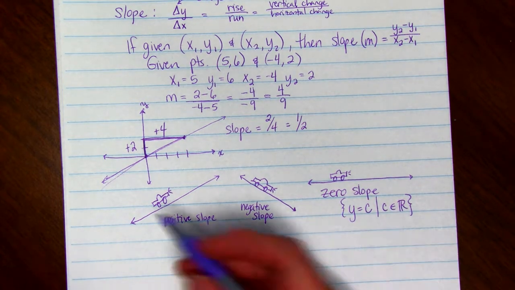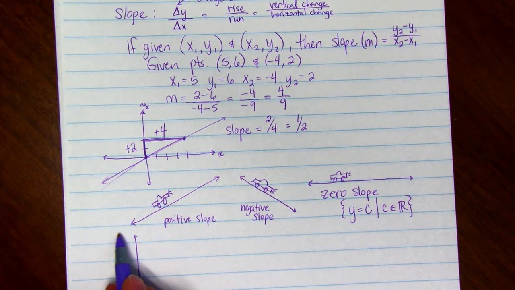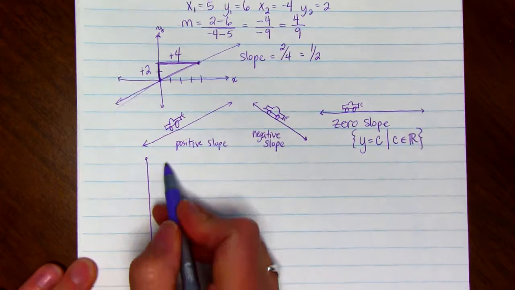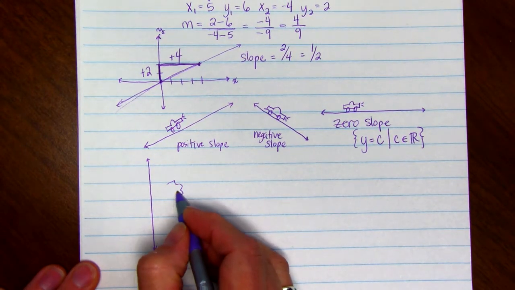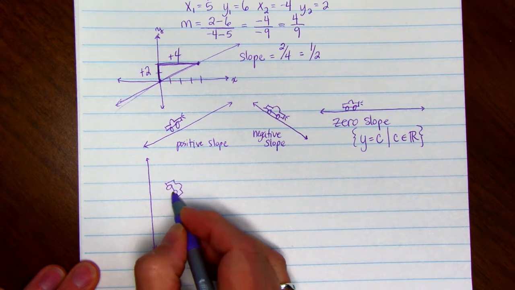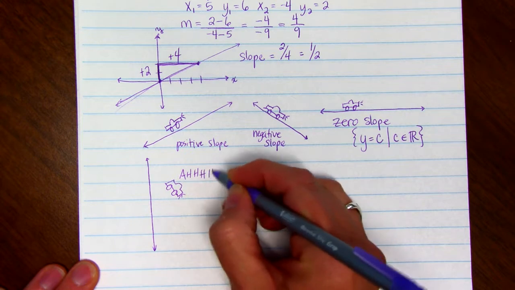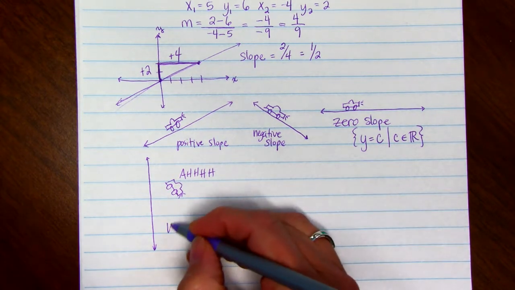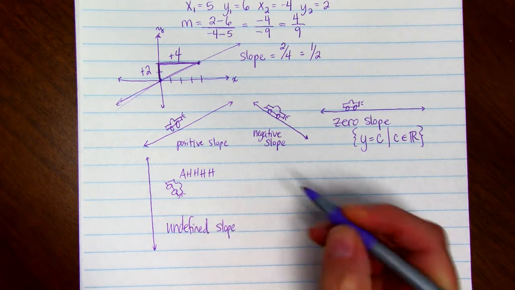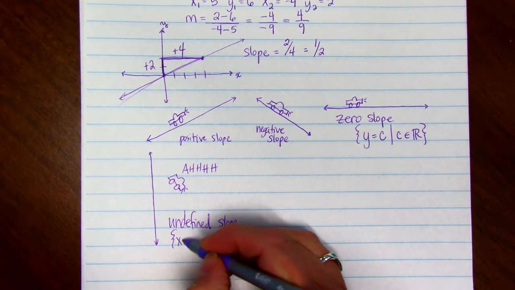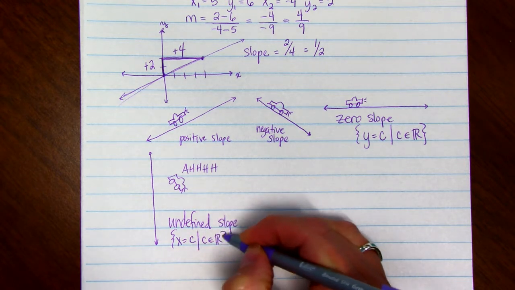Okay, so if we have a vertical line, now your car cannot drive on it. This is like a cliff, so the car driving along falls off the cliff, and the people inside are saying, save me. So this is an undefined slope. And if we wanted to see the equation of this line, it would be x equals a constant, c, such that c is contained in the real numbers.